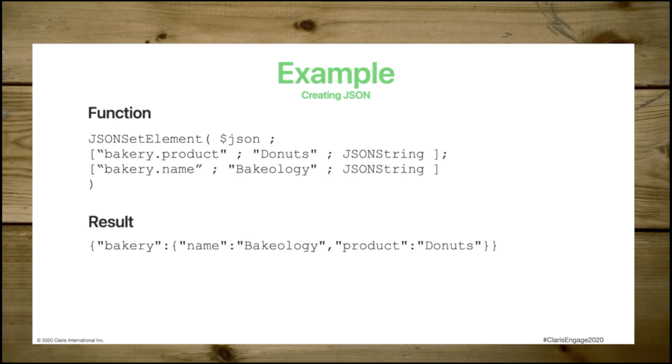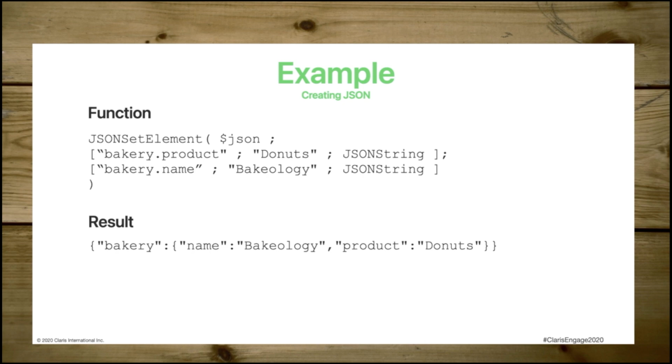Let's look at how we can create an object nested within another object. We see the JSON element here with two different values, donuts and Bakeology. But you can see in the parameter where it would be key or index or path, we have bakery.product and bakery.name. Both bakery and the product and name will all be part of the name part of the JSON, but where in the JSON it's located is differentiated with that dot.